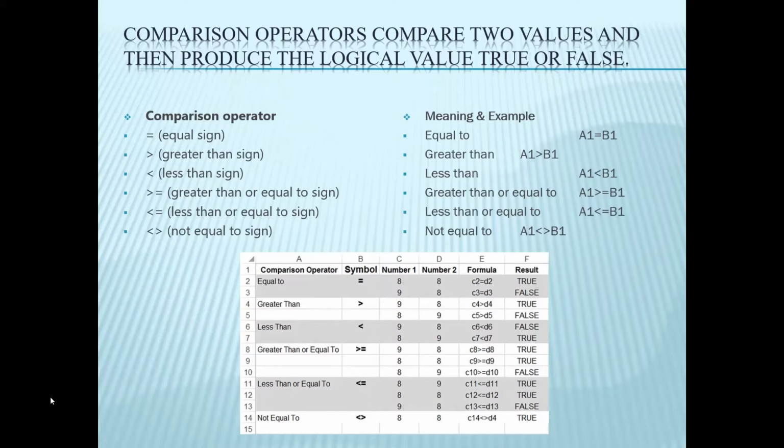Fourth one is the greater than or equal to sign. It tells which number is greater than or maybe equal to another number. Fifth is the less than or equal to sign, and last is the not equal to sign. It tells that if both the numbers are not equal, it will give false.